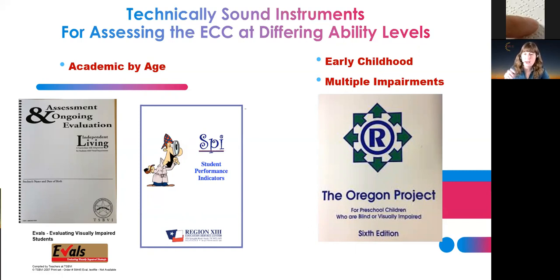If you have a student that is young in early childhood or with multiple impairments, the Oregon Project is the tool for you. It is one of the few, if not only, tools that I used when I first graduated from college more than 30 years ago that is still very relevant today. They have kept it updated. It is in its sixth edition. I believe they are working on a seventh, but it is not available at this time. But it is one of the very few tools that was actually developed with our population in mind. It was made for students with a visual impairment or blindness.